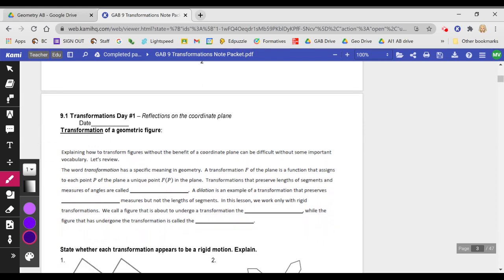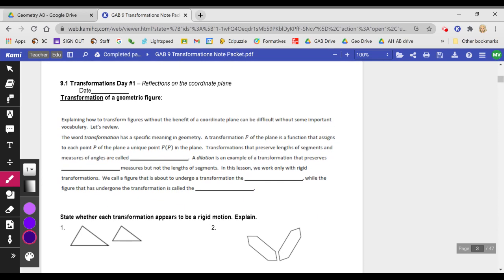Transformations Day 1. Today we're going to talk about reflections on the coordinate plane. So a transformation in general of a geometric figure. We're going to explain how to use the transformation figures without the benefit of the coordinate plane can be difficult without some important vocabulary. So the word transformation has a specific meaning. A transformation f of the plane is a function that assigns to each point P of the plane a unique point F(P), or the function of P in the plane.